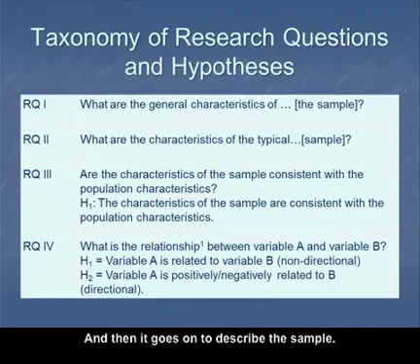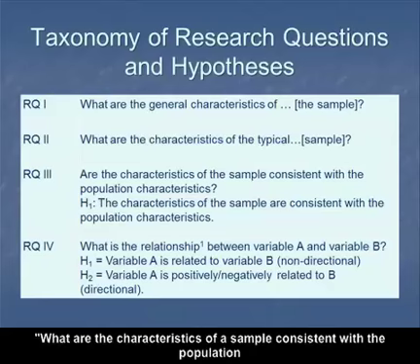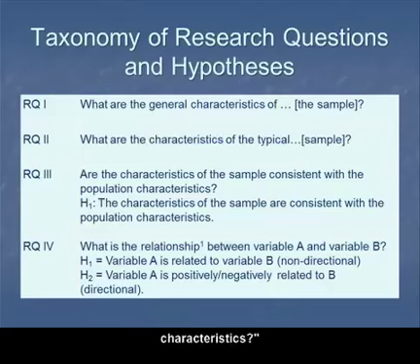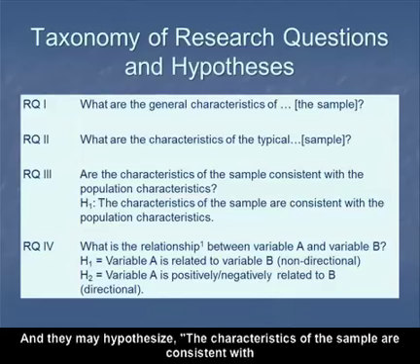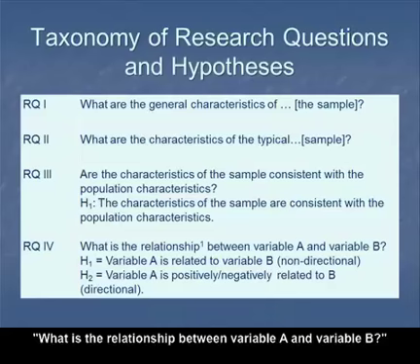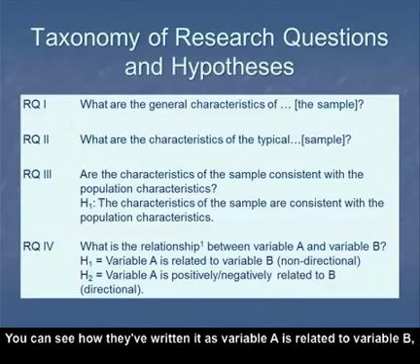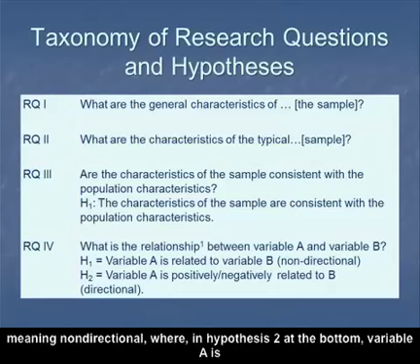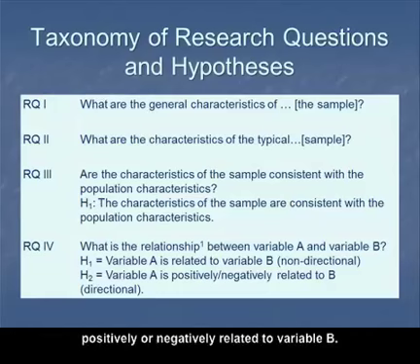And what are the characteristics of a sample consistent with the population characteristics? And they may hypothesize the characteristics of the sample are consistent with the population characteristics. You might see another question here, what is the relationship between variable A and variable B? And you can see how they've written it as, variable A is related to variable B, meaning non-directional, where in hypothesis 2 at the bottom, variable A is positively or negatively related to variable B.